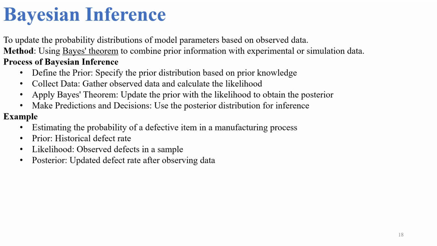For example, estimate the probability of a defective item in a manufacturing process. So you have the prior, which is the historical defect rate, the likelihood, that is the observed defects in a sample, and the posterior, basically the updated defect rate after observing the data.